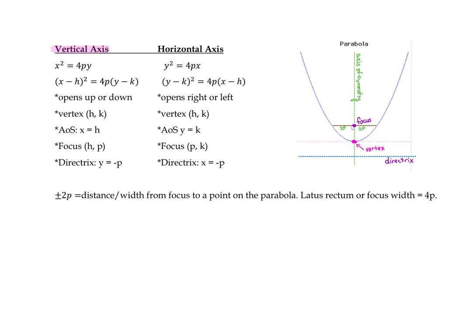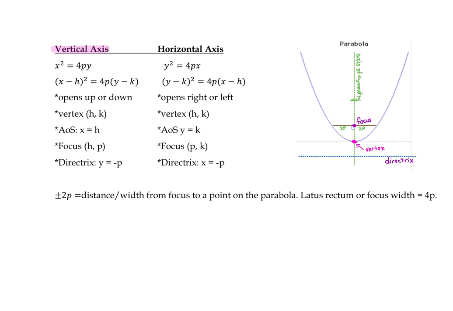Vertex is (h, k). AOS, remember, stands for axis of symmetry, and it's x equals whatever the h-coordinate of the vertex is. The focus is always going to use h and then the p distance away from the vertex. And the directrix is on the other side of the vertex. We just say y equals negative p, so it's a horizontal line. That's what I have drawn here.